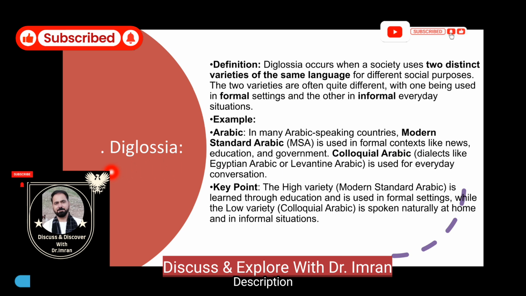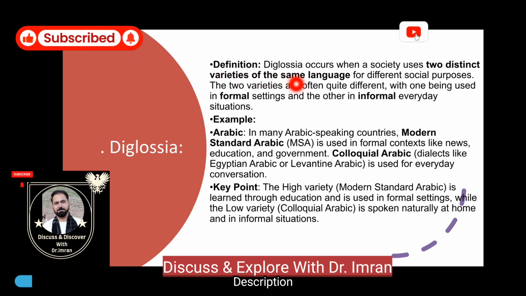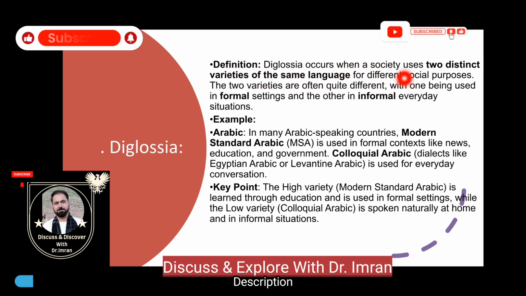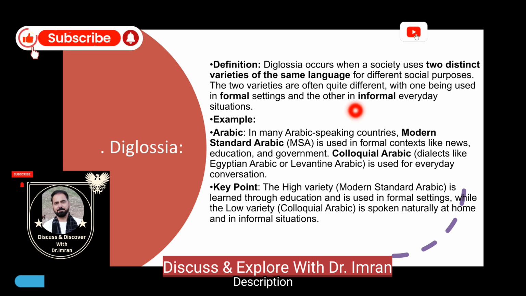First, we will be talking about diglossia. Definition: diglossia occurs when a society uses two distinct varieties of the same language. So this is the definition of diglossia. When a society or a single speech community uses two distinct varieties of the same language. One language, but two different varieties used by the same or a single speech community.